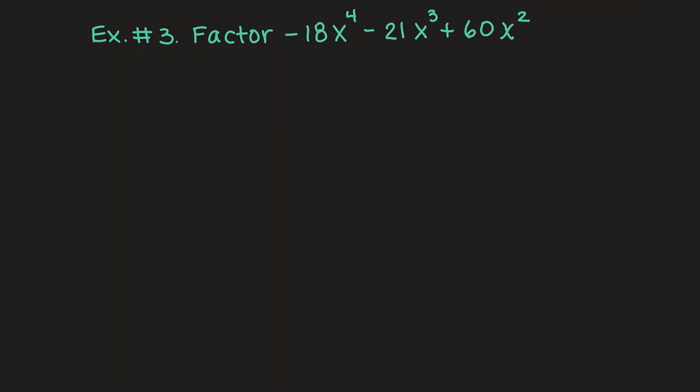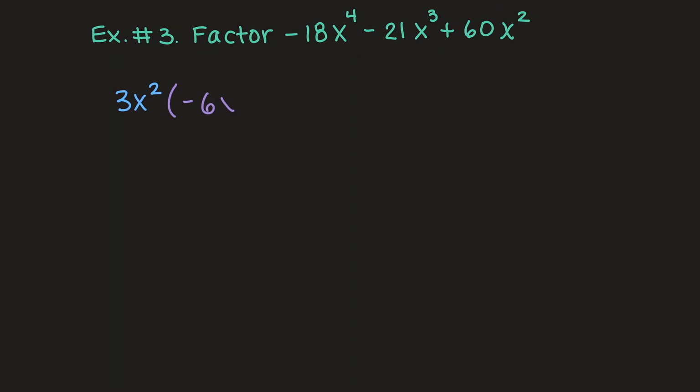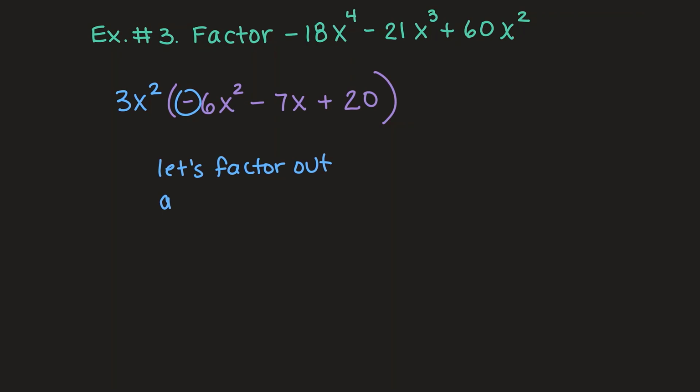Okay, let's try another example. We want to factor the following trinomial. First, we check to see if the terms have a GCF that can be factored out. These terms have a GCF of 3x squared, therefore we factor this out first. However, notice that the first term inside the parentheses is negative, so let's instead factor out a negative 3x squared to fix this.